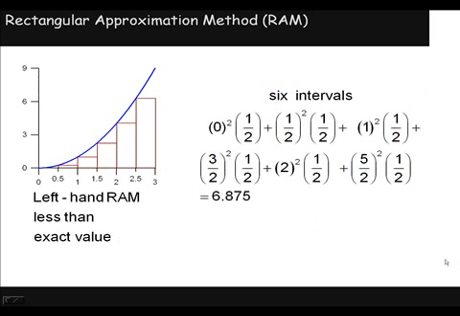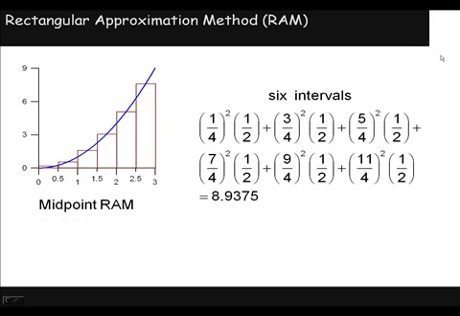In this approximation, we've got a left-handed rectangular approximation. If I do 6 intervals, 1, 2, 3, 4, 5, I'm also looking at this flat one here, 6. If I calculate the areas of all the rectangles, notice how they're all 1/2 wide and they have different heights. One of them's 0 high, one of them's 1/2 high, one of them's 1 high, and so on. I get 6.875.